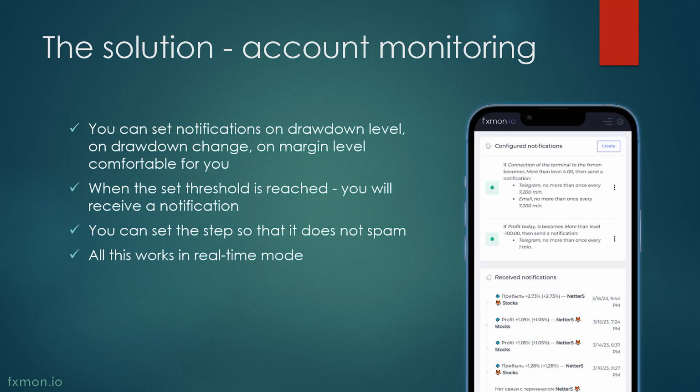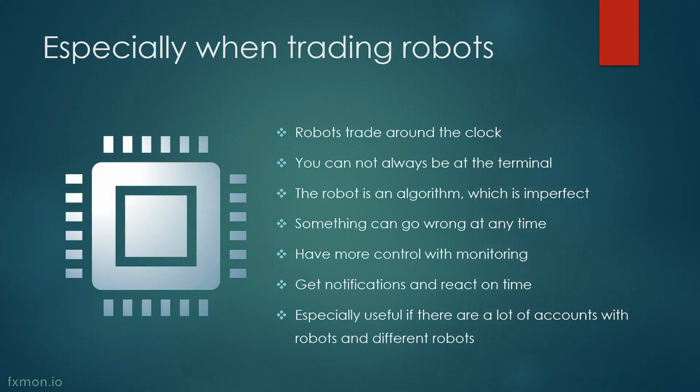You can set notifications on the level of drawdown, on the change of drawdown, and on the level of margin which is comfortable for you. When the set threshold is reached, you will receive a notification, and it will notify you with a certain step. You can set the step so that it doesn't spam. The maximum delay in sending can be up to 5 seconds, and more often much less.